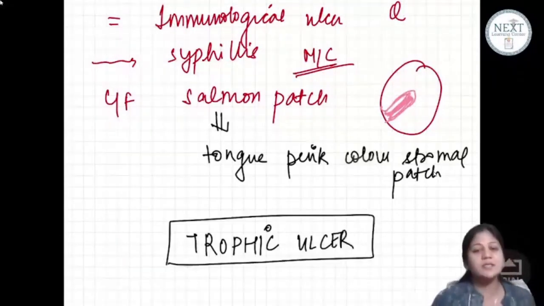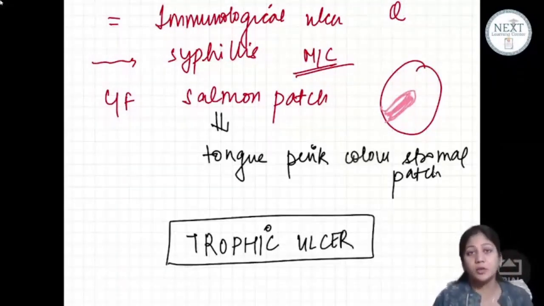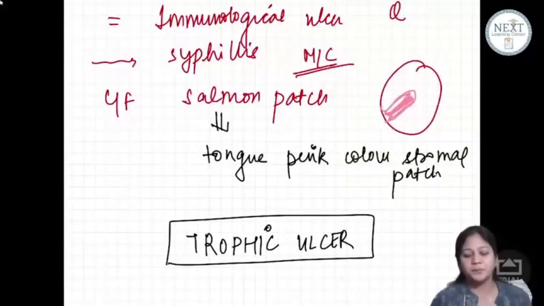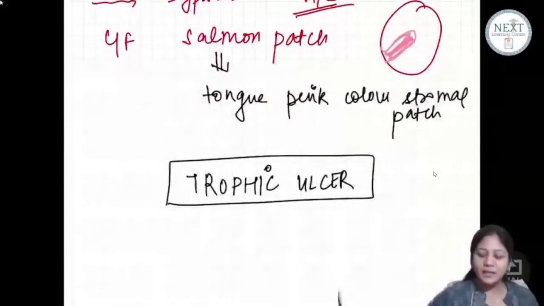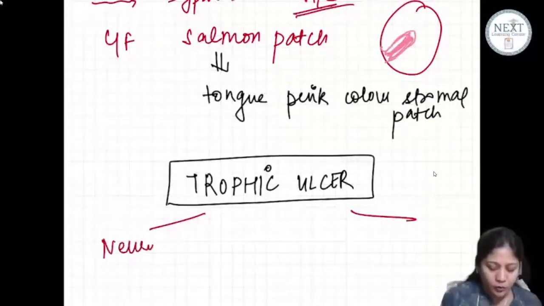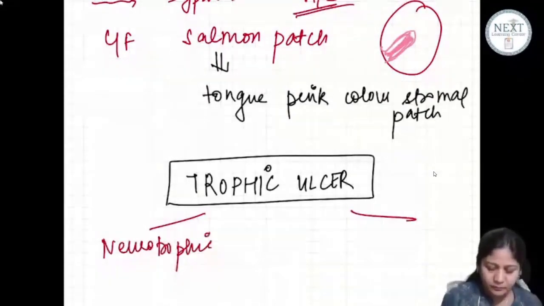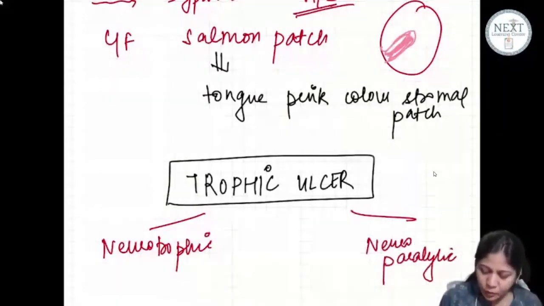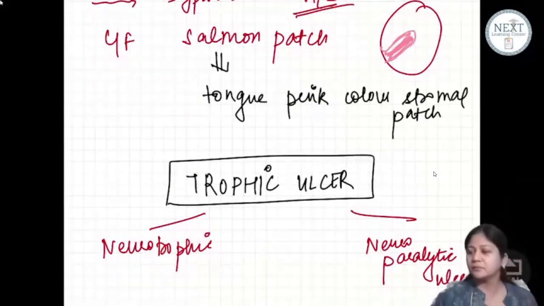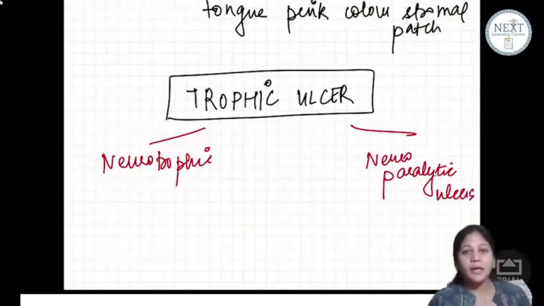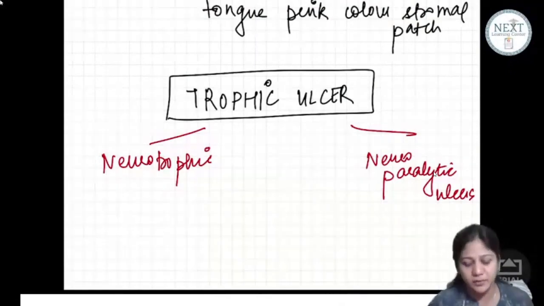Now the next type of ulcer which we are reading is the trophic ulcer. What do you understand by the word trophic? Trophic ulcers can be divided first of all into two broad categories: neurotrophic and neuroparalytic. Before I make you understand this, let us see a picture and discuss the ulcers with the help of the picture.